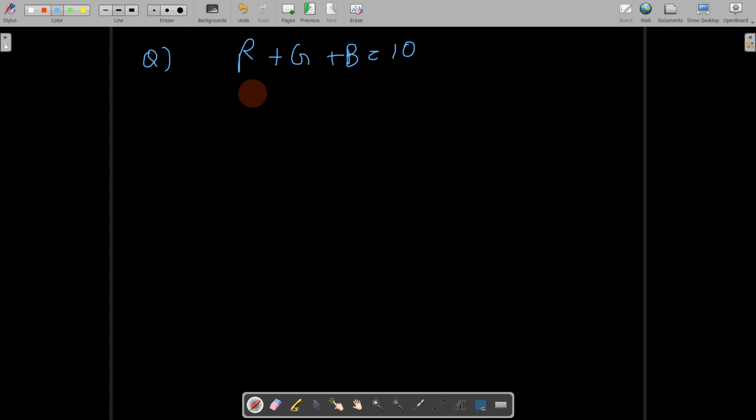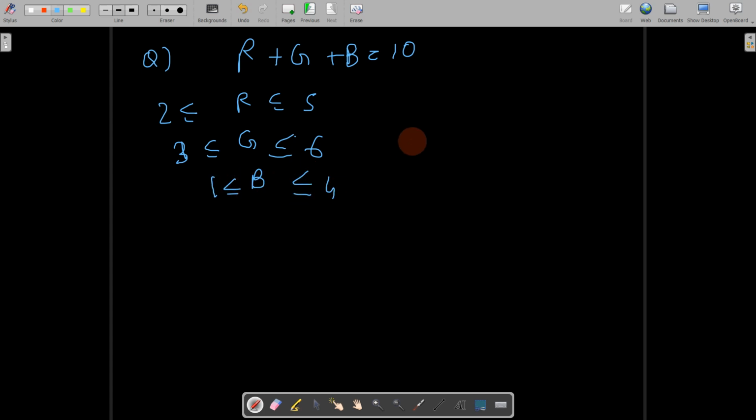When constraints are included where red can have a value from 2 to 5, green can have a value from 3 to 6, and blue can have a value from 1 to 4, this type of problem we cannot solve using the sticks and bars method. Okay, here we have to use the generating function method. So how can we solve this?